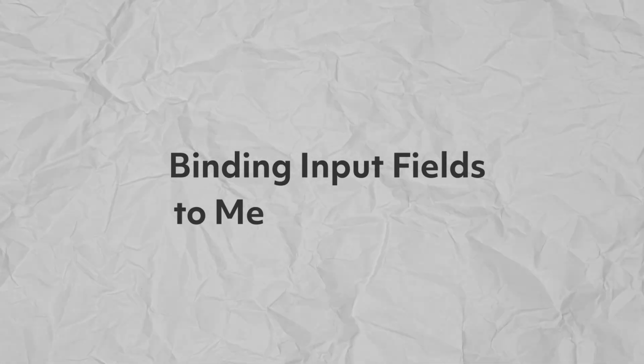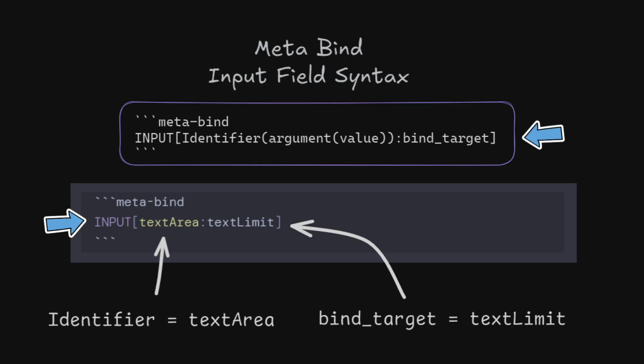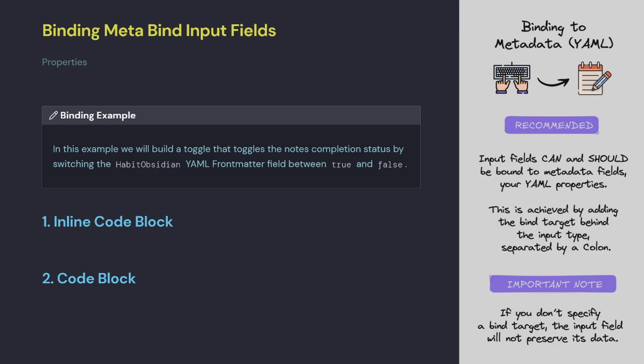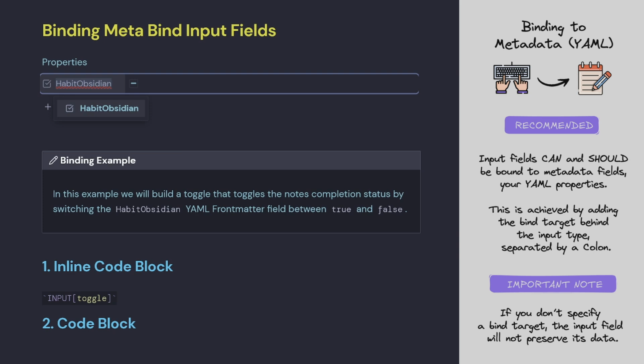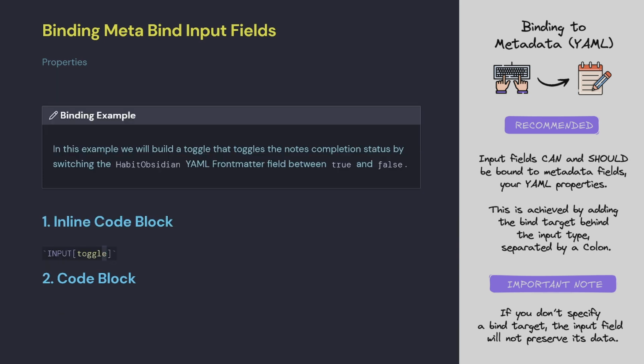Binding input fields to metadata YAML. Input fields can and should be bound to metadata fields. These are your YAML properties. So if we start off with our inline code block with the word input, then enter the name of our input field, which is toggle, then we need to bind it to our YAML property. So if we have a look up here, we have a YAML property called habit Obsidian. And we just need to put our colon after the name of our input field, then the name of our YAML property. In this case, it's habit Obsidian.